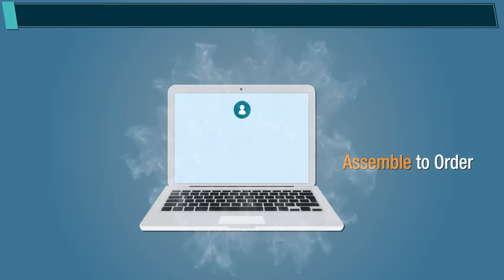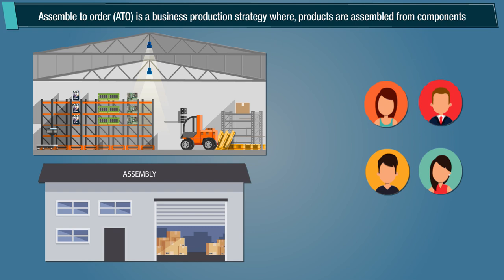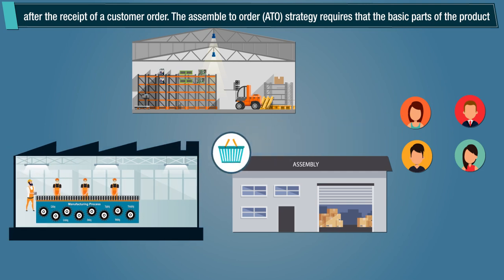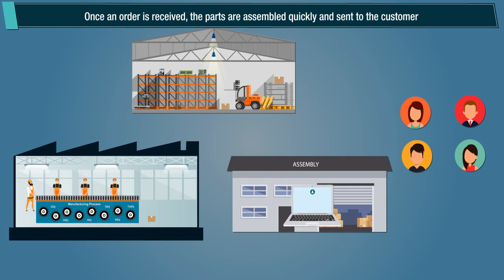Assemble to order, or ATO. Assemble to order, or ATO, is a business production strategy where products are assembled from components after the receipt of a customer order. The assemble to order, or ATO, strategy requires that the basic parts of the product are already manufactured, but not yet assembled. Once an order is received, the parts are assembled quickly and sent to the customer.